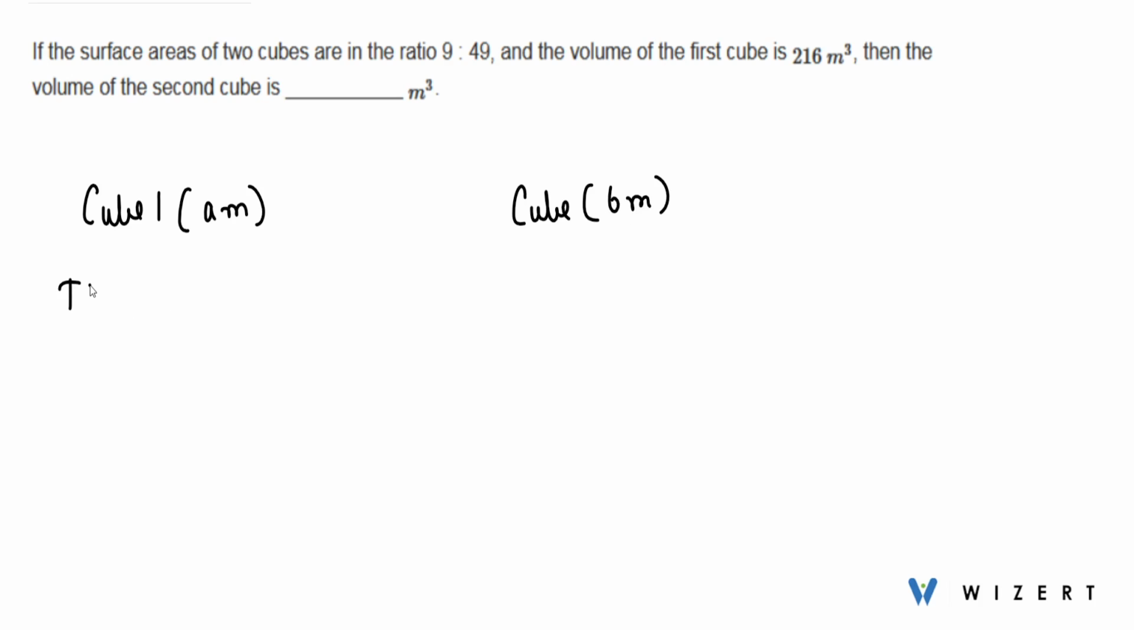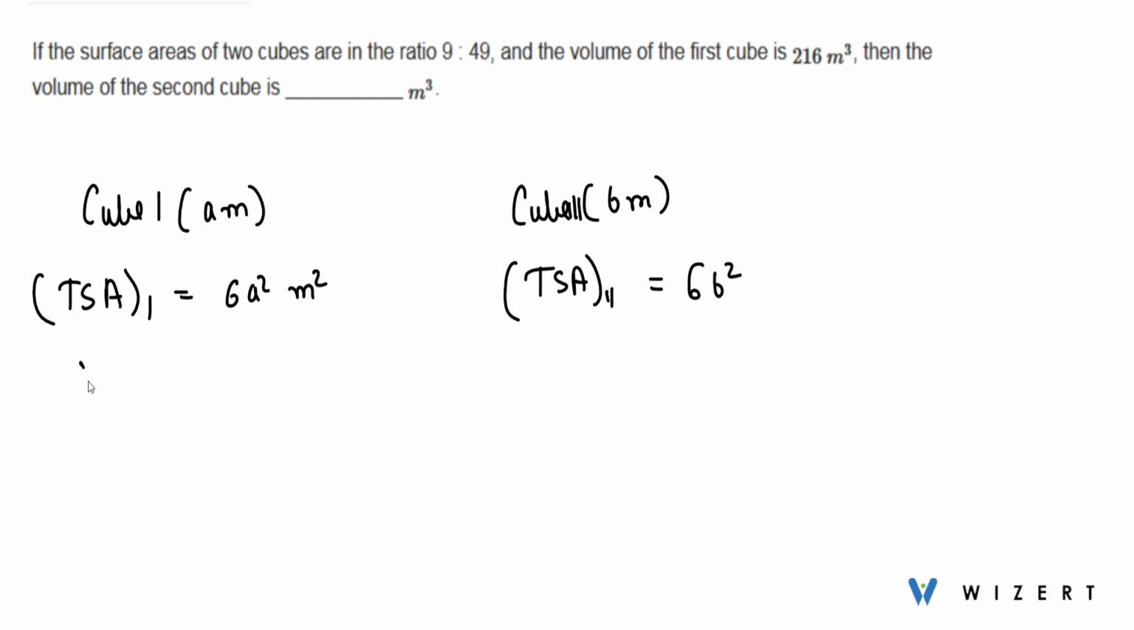Now total surface area of cube number 1, represented by TSA1, is equal to 6a square meter square, and total surface area of cube number 2, represented by TSA2, is equal to 6b square. Similarly, volume of cube number 1 is represented by a cube meter cube, and volume of cube number 2 is equal to b cube meter cube.